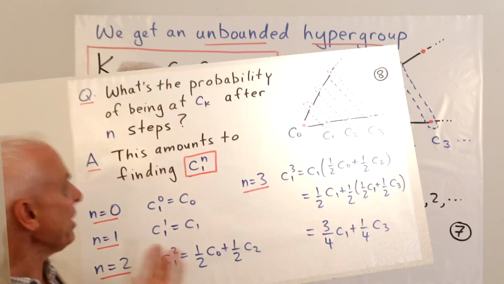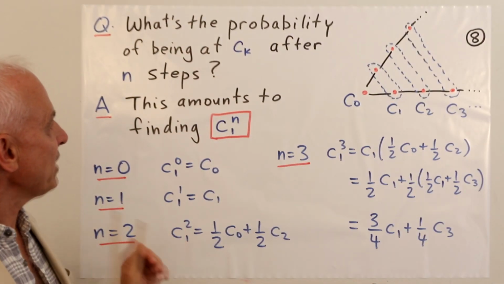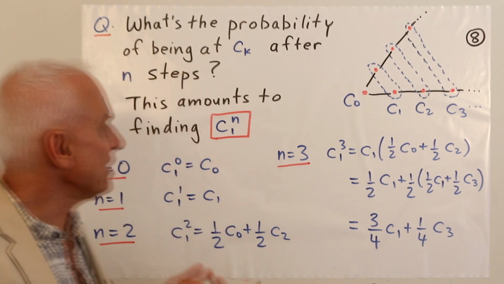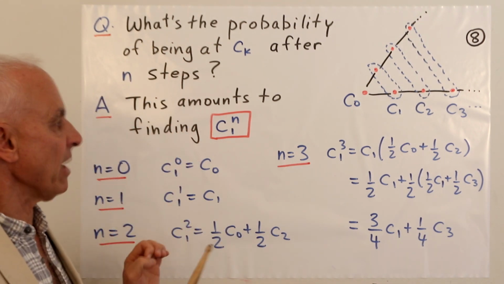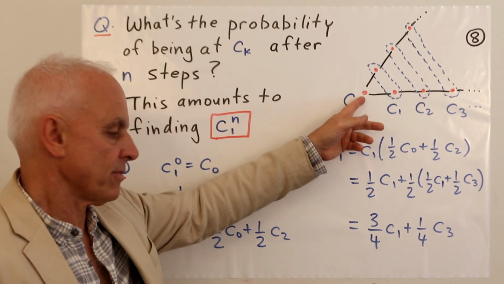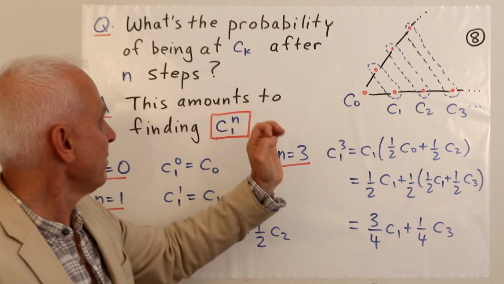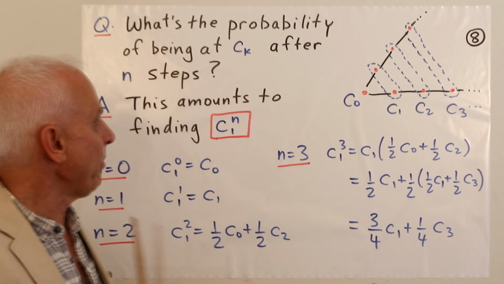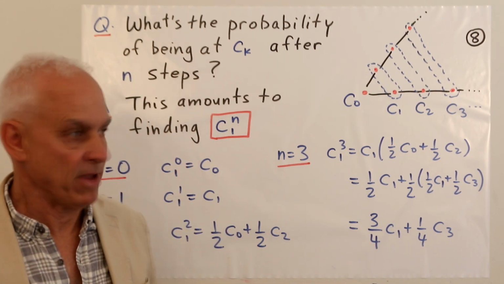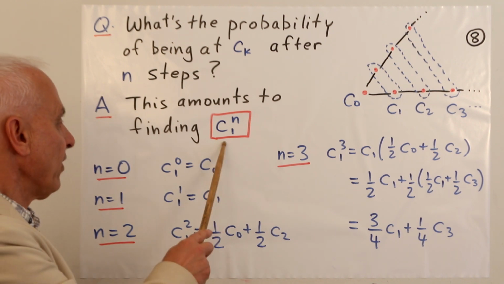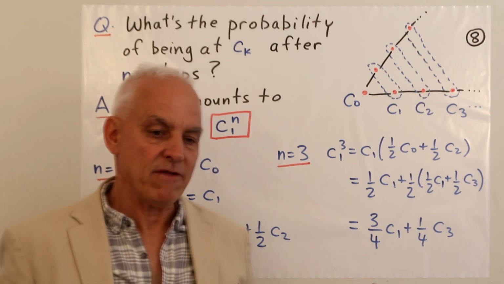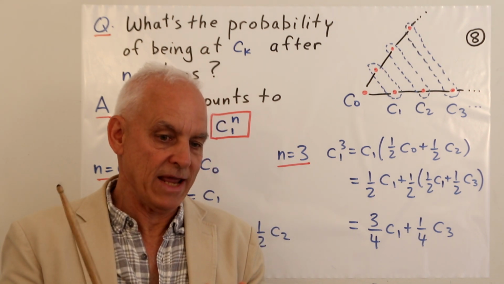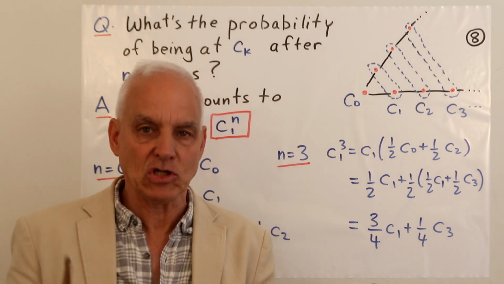Okay, so now we're going to ask a very natural question, which is: what's the probability of being at some particular element C sub k after n steps? So starting from the origin, or C0, and taking n steps, where the steps are all of size 1, just like we've been talking about, what's the probability of getting to C sub k? This amounts, as we've seen before, to just evaluating this power. We're really asking, what do you get when you take C1 to the n in this algebra?